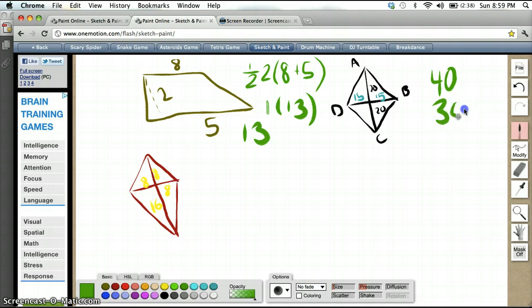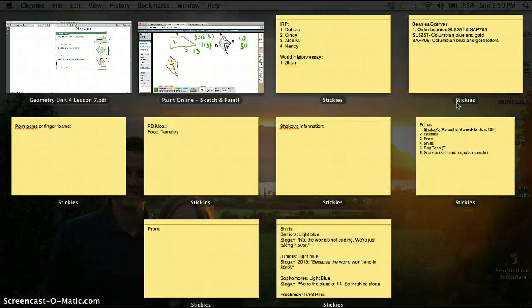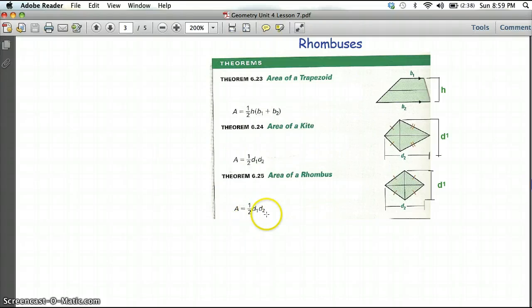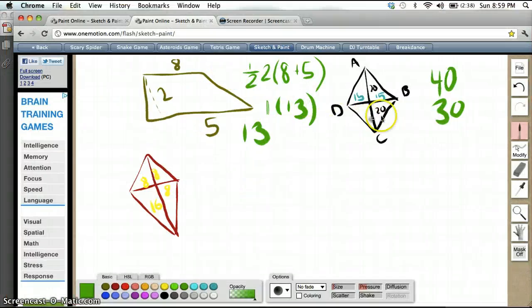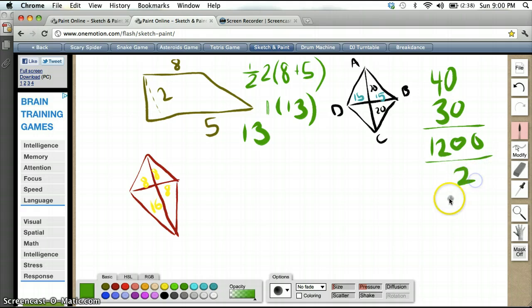Now if we go back and look at our formula, it says 1/2 diameter 1 times diameter 2. So 40 times 30: 4 times 3 is 12, and then we just bring down both of our zeros. So it's 1200, and 1200 divided by 2 is 600. So the area of our rhombus is 600.